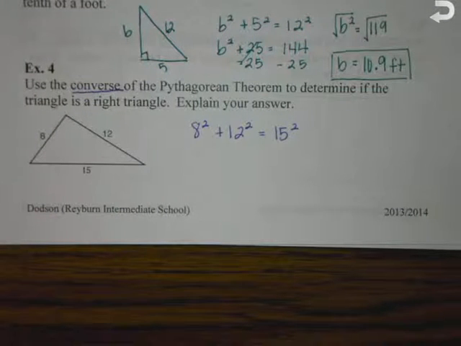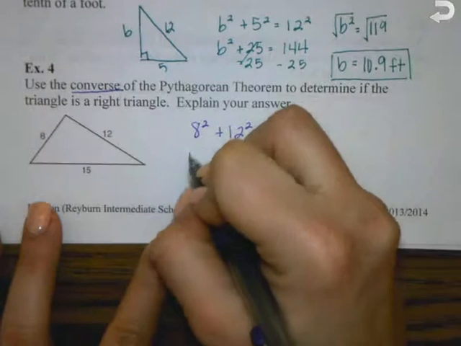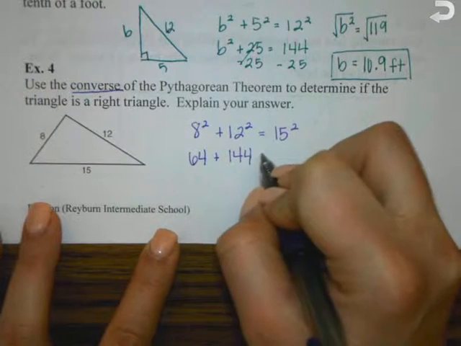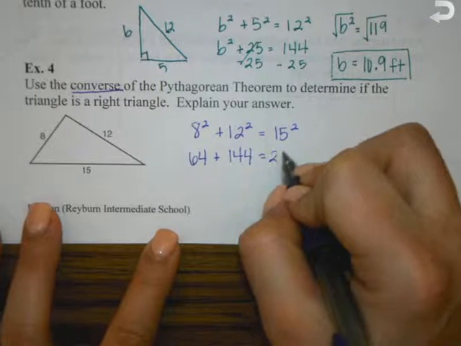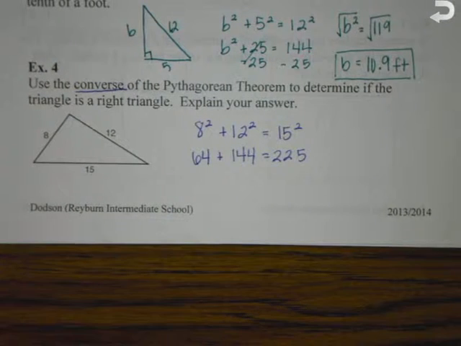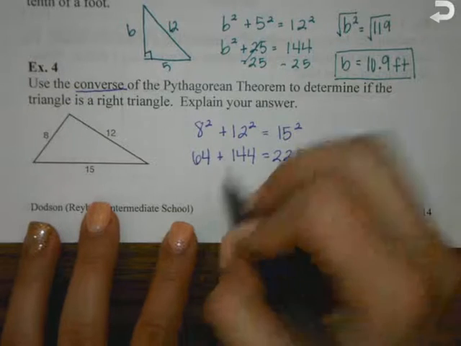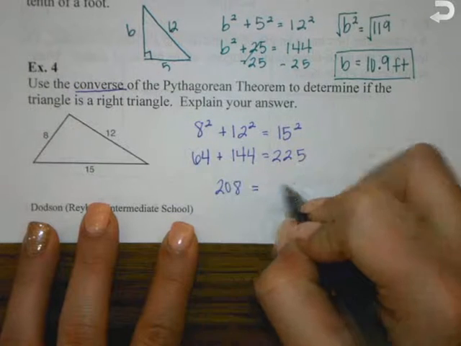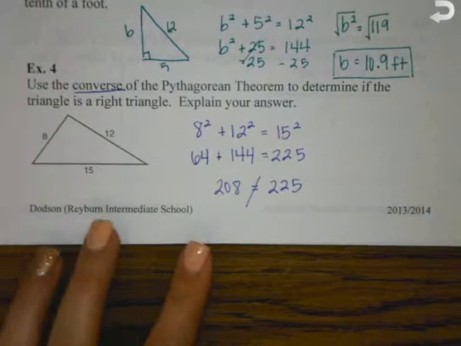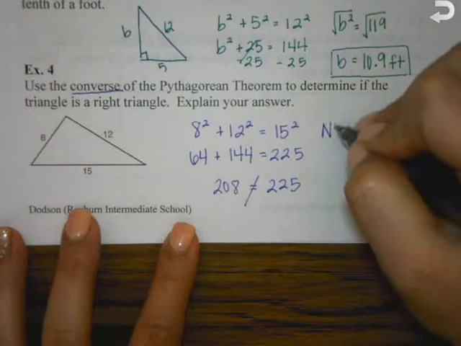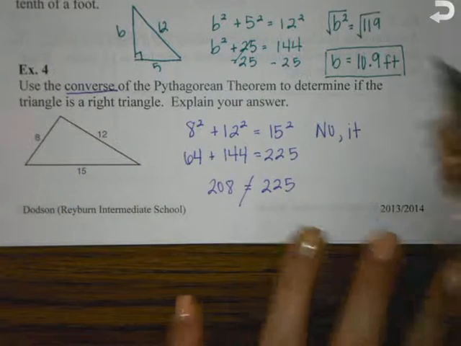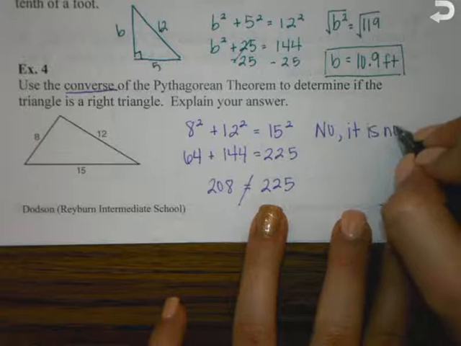So guys, what is 8 squared? 64 plus, what's 12 squared? 144 equals 225. So what I want you guys to do is add 64 and 144. What do you get? 208. Is 208 equal to 225? So is this a right triangle? No. How come? Yep, because it doesn't fulfill the Pythagorean theorem. So no, it is not a right triangle.